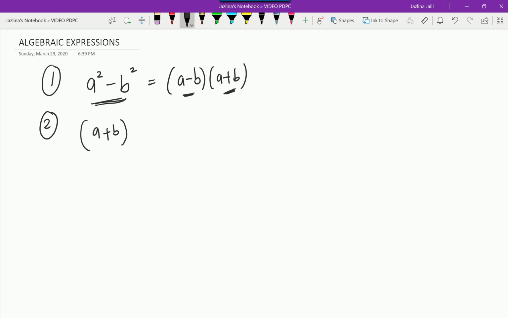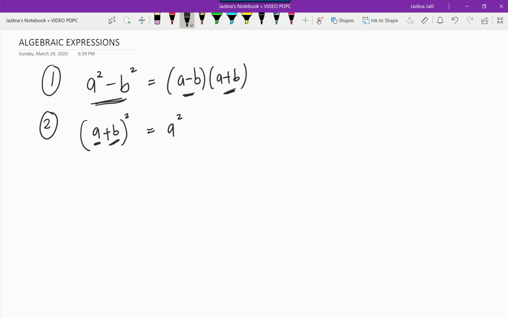Okay, the second one, it might be like this: (a plus b) squared, all the a plus b in a bracket, the square is outside. So this one means a plus b multiplied by itself twice. As the shortcut, it will be like this. First of all, the first one, you multiply itself, so it will be a times a, a square, and then the second one is b.